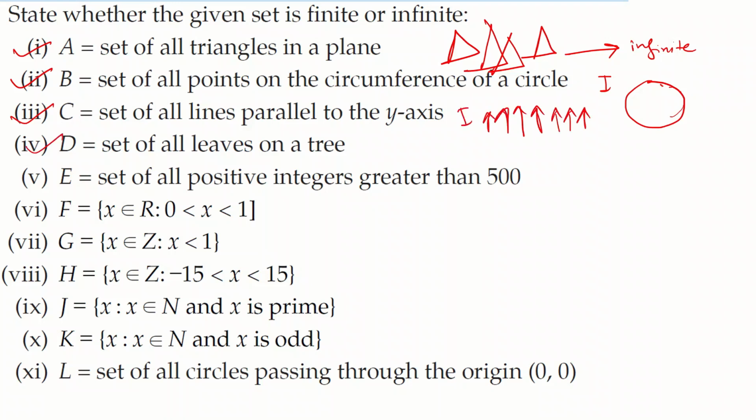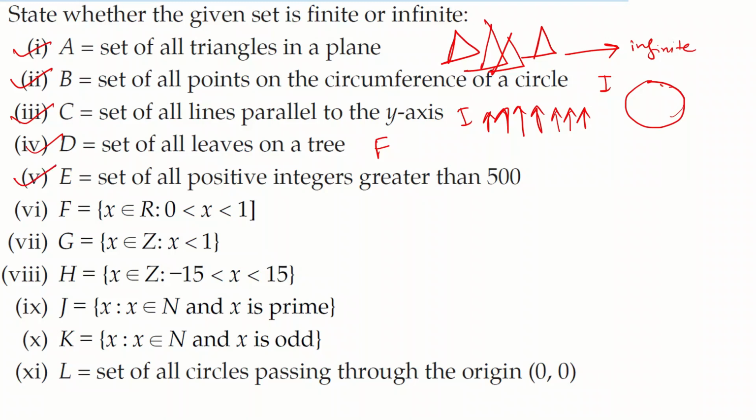Question number 4, the set of all leaves on a tree. This is a finite set because there are finitely many leaves on a tree. So you can take all the leaves out and then start counting. Maybe you will take a month or so to count them all yourself alone, but you can still reach the end someday. It is expected. So I think that's a finite set.